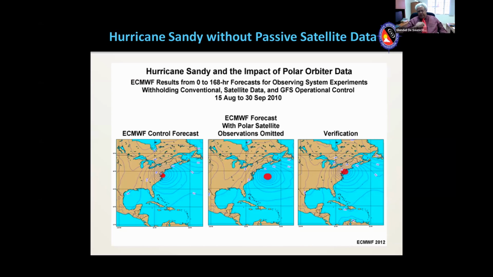And if you remember, this did a lot of flooding in New York back then, and you can see that the verification actually goes out very well. It is modeled very well by the control forecast in the first panel.